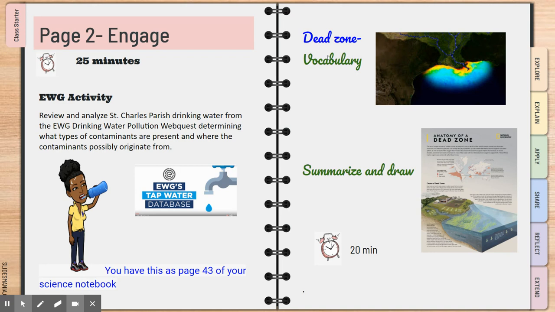Once you finish with that, we're going to start on the dead zone vocabulary. I will give you a list of vocabulary words that I will post into Schoology for you. And then you're going to open this document up. The link is here. It's a much bigger link. There's also a link attached here. You're going to summarize and draw.